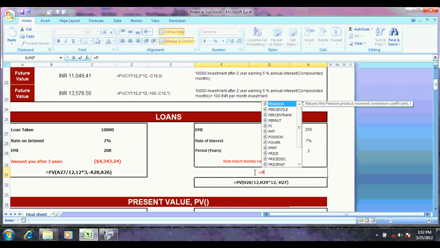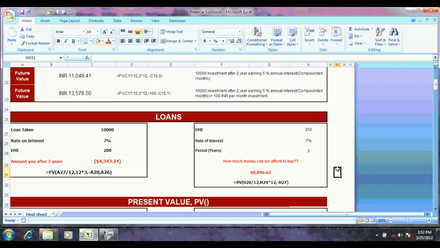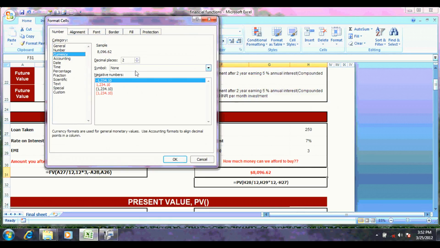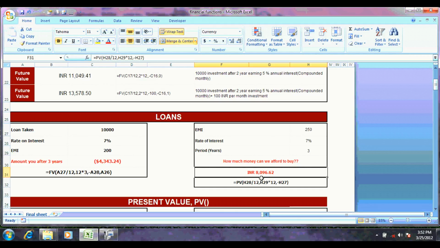equal to present value, rate is 7%, divided by 12, period is 3 into 12, minus 250. Okay, so you can easily afford 8,000 rupees. Where it's coming in dollars, that should not be an issue. You can just go to currency and change it to INR. That should not be an issue. So INR, enter. Okay, fine. So you can afford to buy around 8,000 rupees.